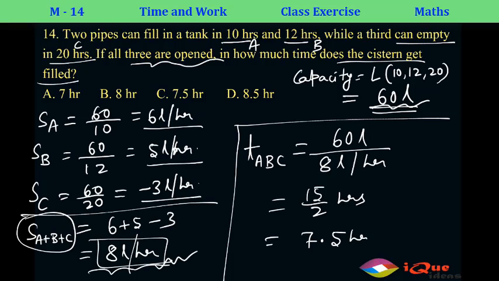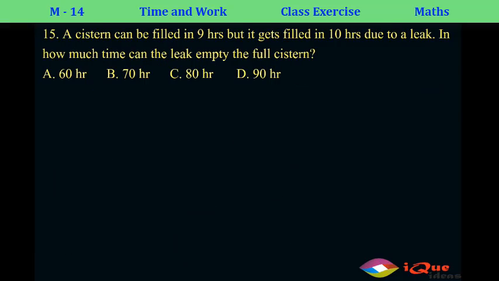So this was a very beautiful question. Do it again, rewind and do it again. This is a very important question also. So in any case, the answer is 7.5 hours, that is option C here. Now let's go to the next question. A cistern can be filled in 9 hours, but it gets filled in 10 hours due to a leak.